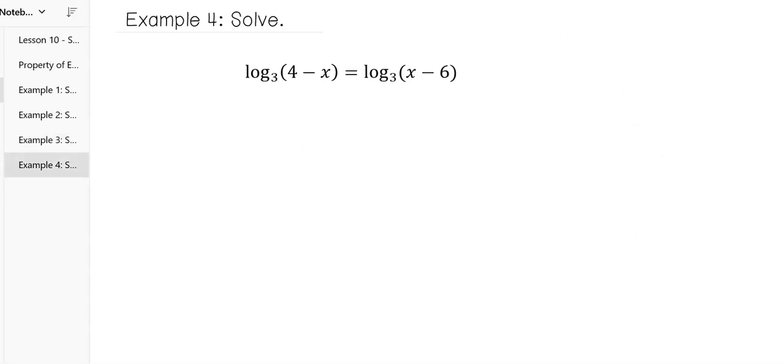Okay, last example. I want you guys to do this one on your own. So go ahead and pause the video, complete the problem, and then play it again to see the answers.